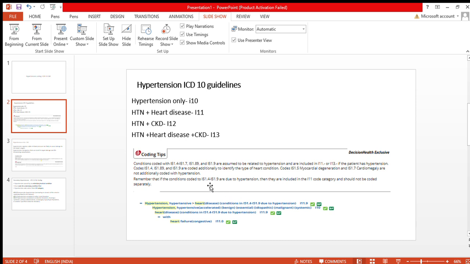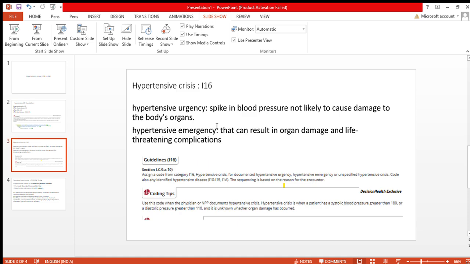If the patient has hypertension coded with this condition, these codes we can code additionally, except myocardial degeneration and cardiomegaly, which are not coded additionally with hypertension. Remember that if the conditions coded I51.4 to I51.9 are due to hypertension, they are included in the I11 code category and should not be coded separately. See here in the alphabetic index, when hypertension with these conditions we code I11.9, and with heart failure we can code I11.0.